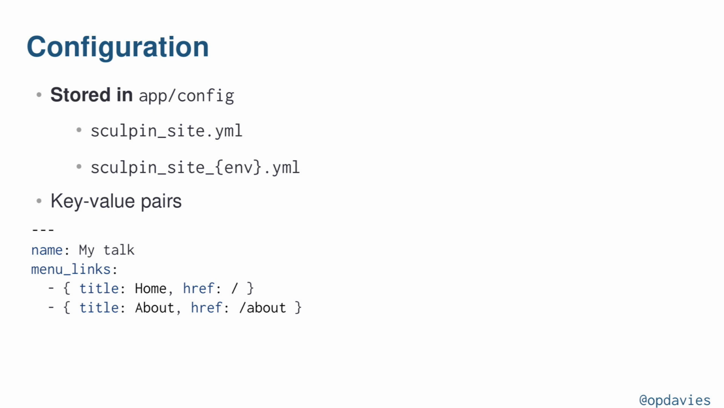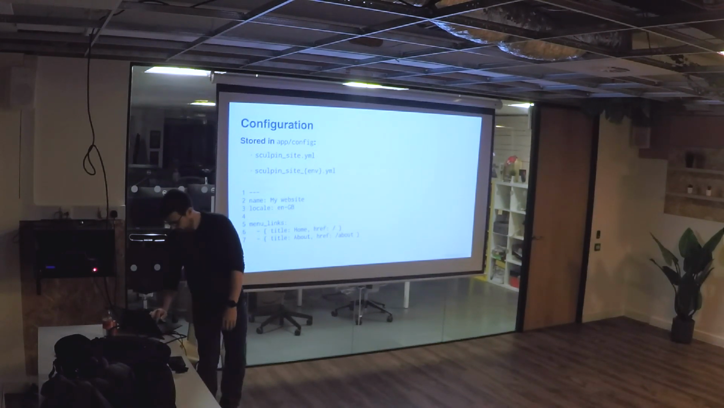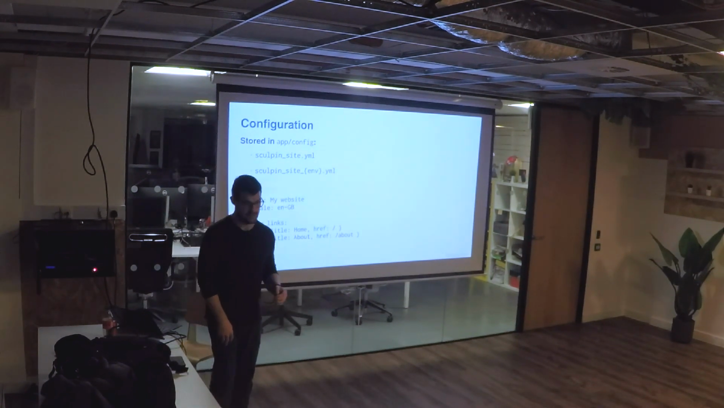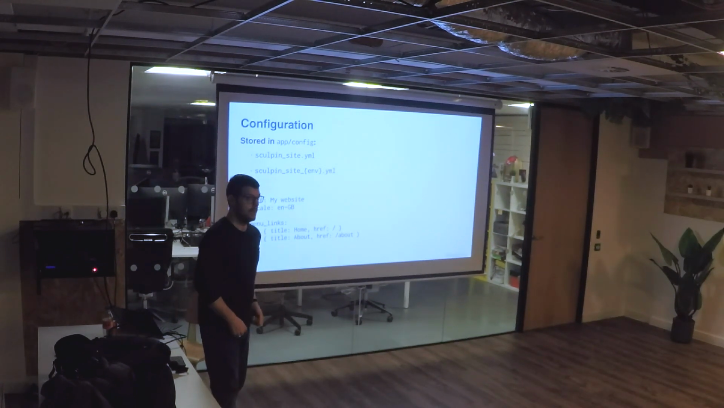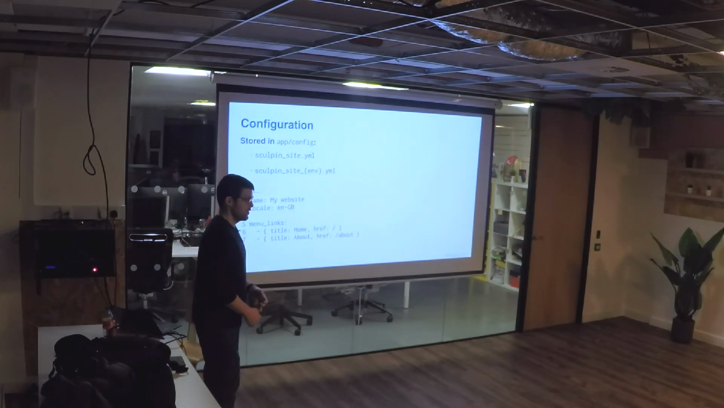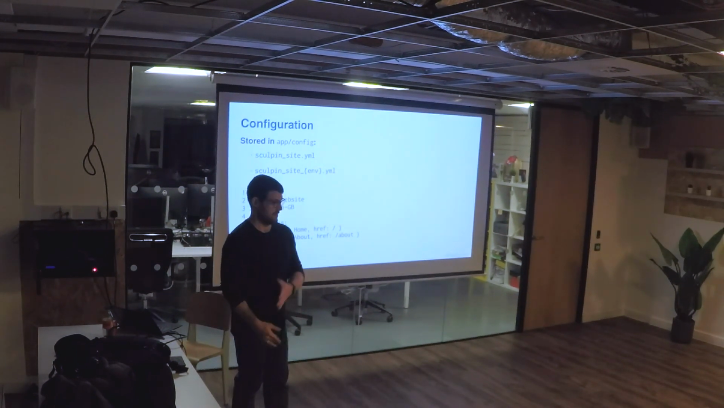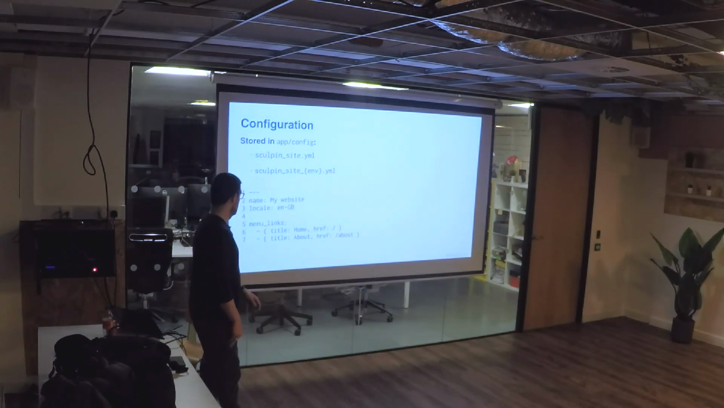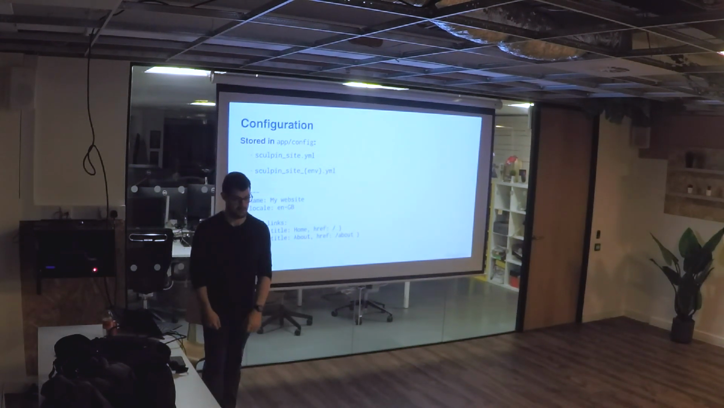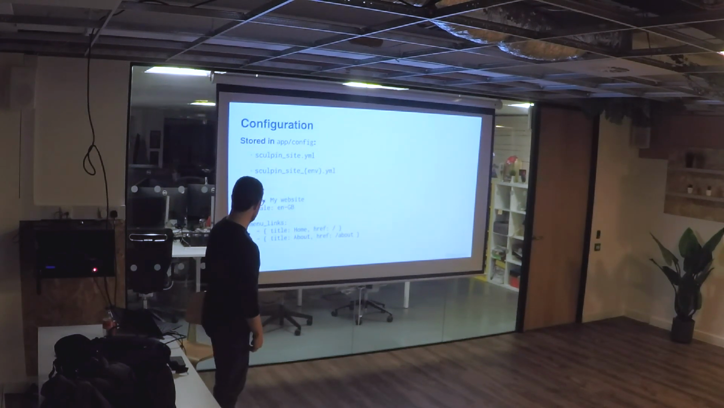So some configuration. As I said, it's stored in the app config folder, and we've also got a sculpin_site.yaml, and then we can also have sculpin_site_environment name. So we can have global configuration and then per environment configuration. So things like a URL, for example, is going to be different on different environments, and your production is going to be different, or certain things are going to be the same. For things like my site name, which might be my website or something, that's going to be the same for all of them, right? So that can go in your Sculpin site YAML file, and then things like your URL overrides, and then things environment specific can go in the environment settings.